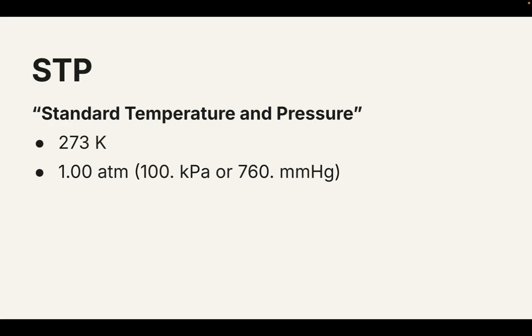So when you see that a system is at STP, that means that the temperature is 273 Kelvin and the pressure is 1 atmosphere. If we're looking at kilopascals, it's going to be 100 kilopascals. And if we're looking at millimeters of mercury, it'd be 760 millimeters of mercury. Those are your baseline standards of temperature and pressure that scientists use, and then we just call it STP.